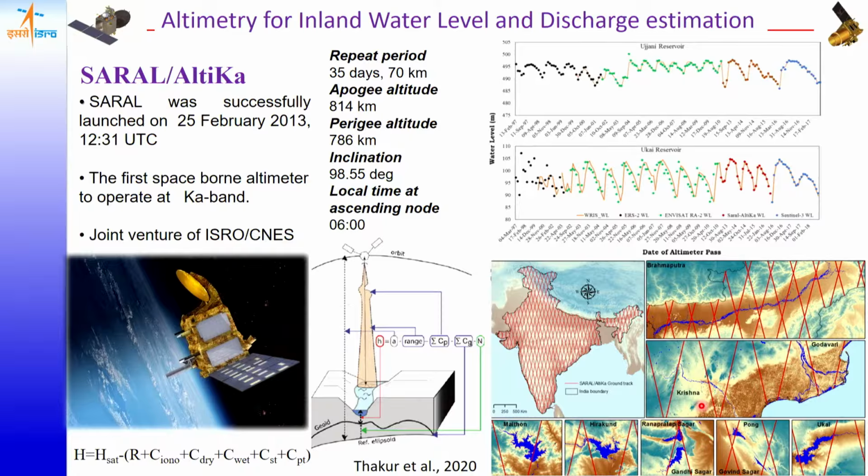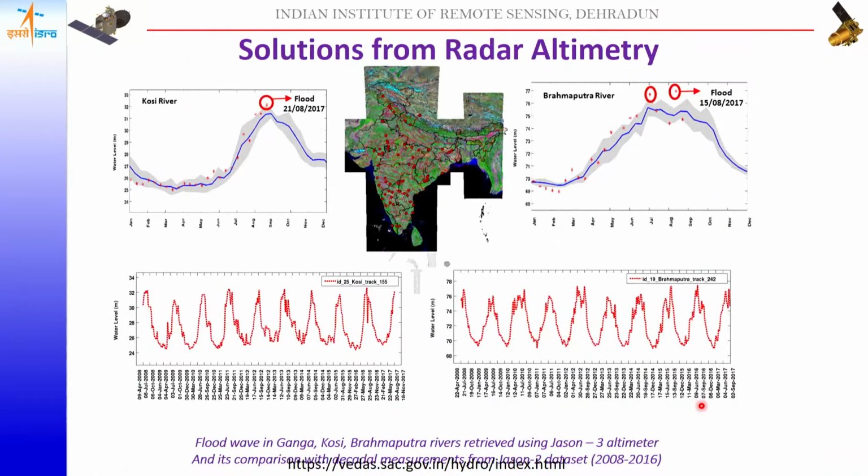What you see here are the tracks of SARAL-AltiKa, which was the first dedicated altimeter from India, a joint mission between India and France working in Ka band.